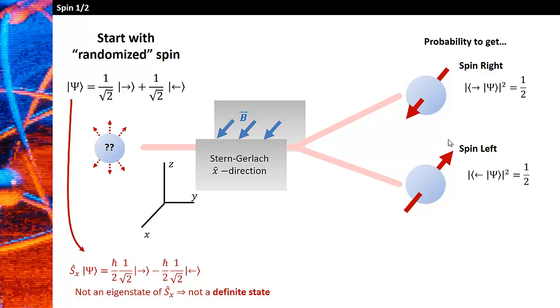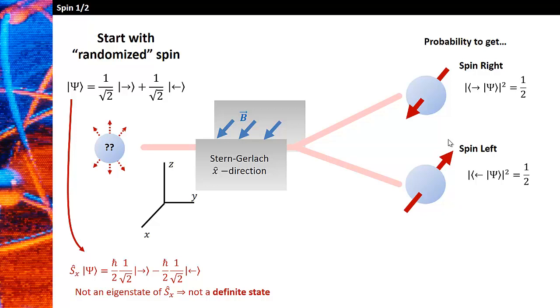And so if you were to send a particle through, say 1 a second, that starts in this randomized spin state, then half the time you would get a spin right particle hitting your detector, and half the time you would get a spin left particle hitting your detector.